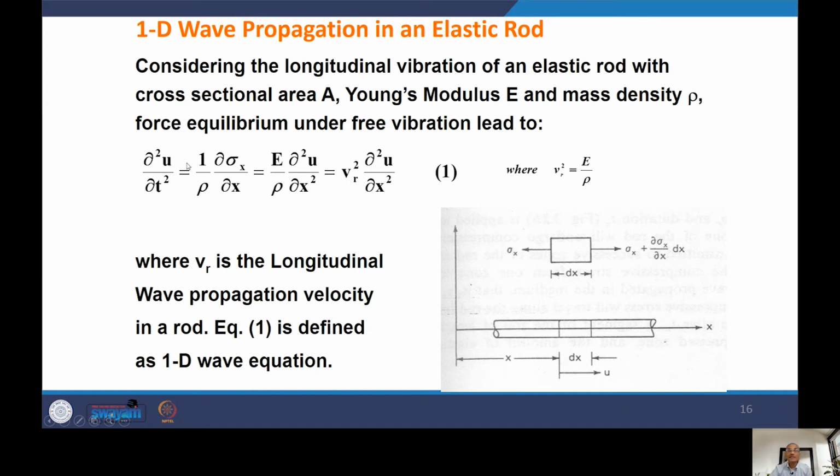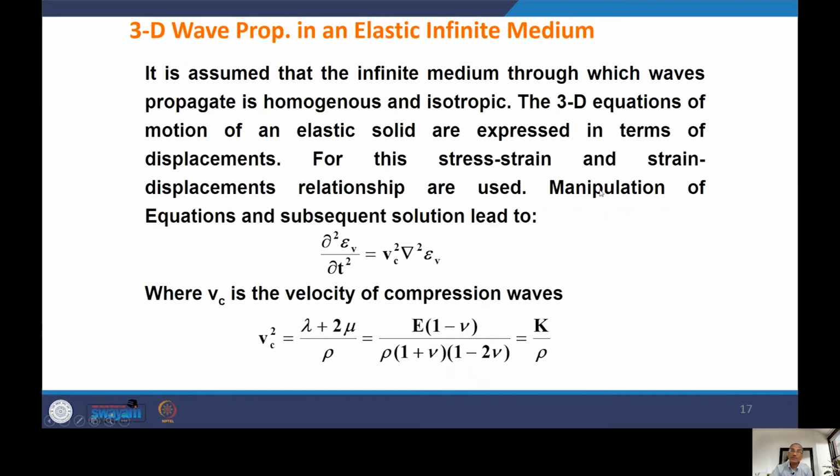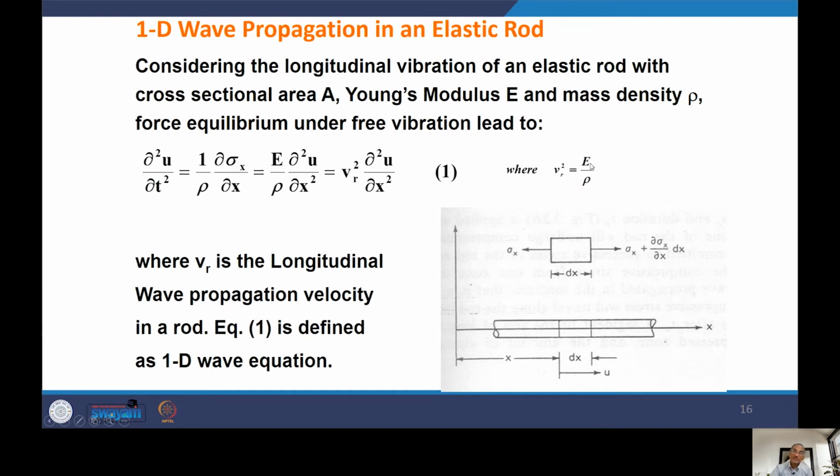And finally, this relationship gives you VR square equal to E by rho. What is E? E is Young's modulus of the medium, and rho is mass density. So this means the wave velocity inside this rod for the 1D case can be found as the square root of E by rho, where E is Young's modulus and rho is mass density.